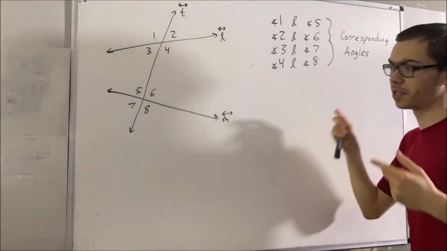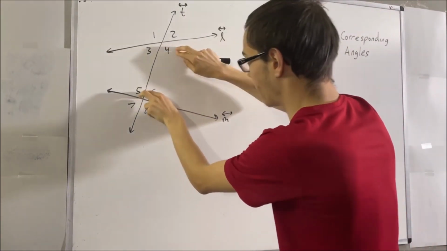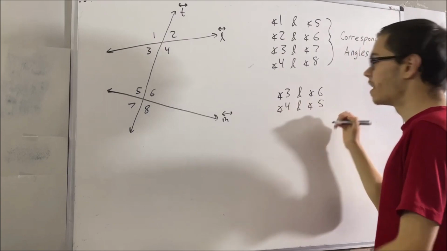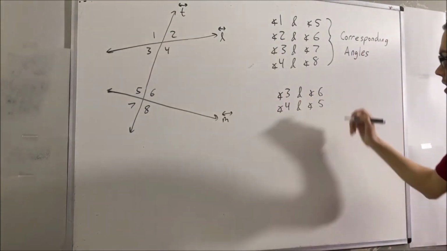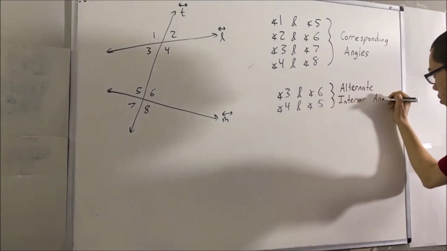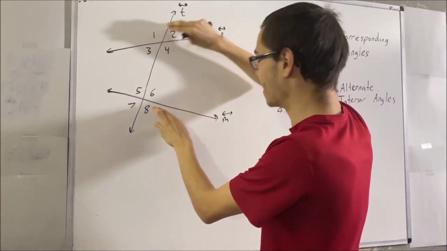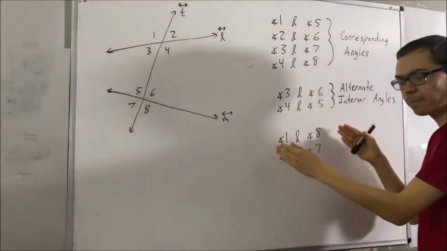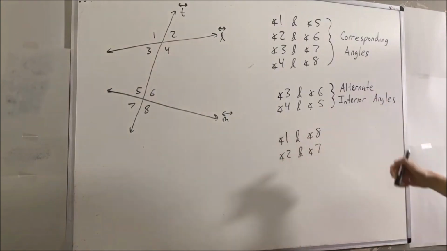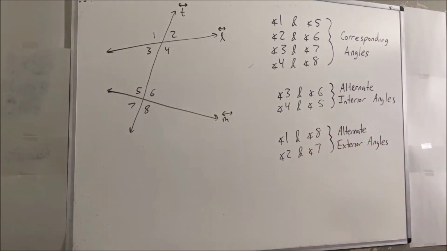Other pairs of angles include angle 3 and angle 6, angle 4 and angle 5. These pairs are what we call alternate interior angles. And other pairs would be angle 1 and angle 8, angle 2 and angle 7. These pairs are what we call alternate exterior angles. So these are the definitions.